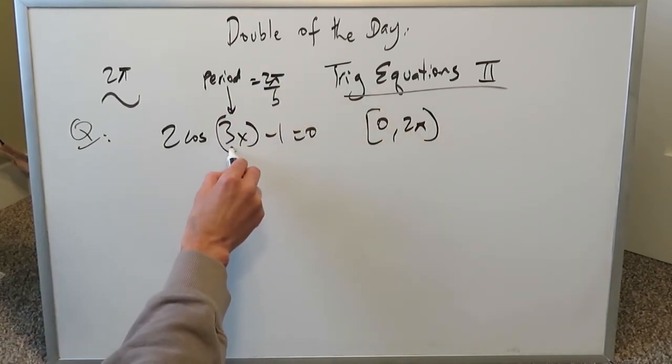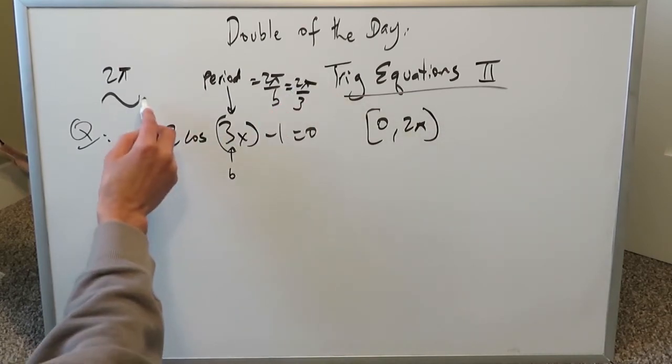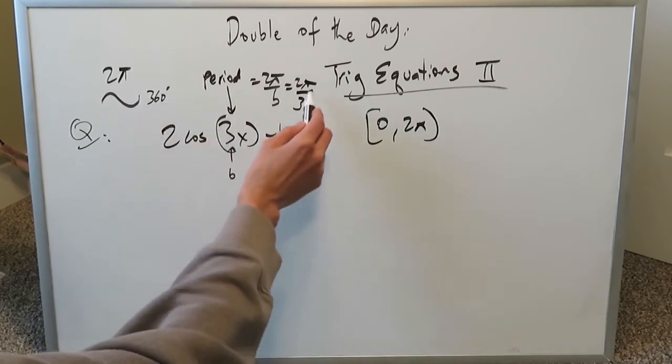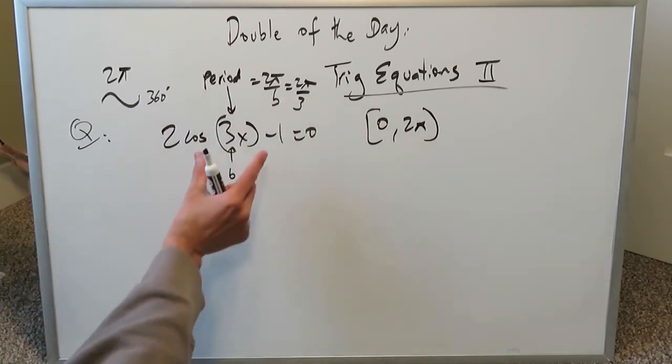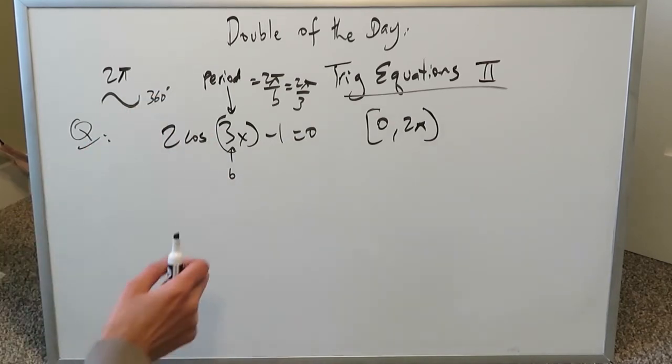b is a coefficient of x. Here's my b. So the period of this wave will be 2 pi over 3. So rather than the normal 360 degree wave, you have a 120 degree wave. So you have a slightly condensed wave. Anyhow, that's besides the point over here. Let's actually get into the question.